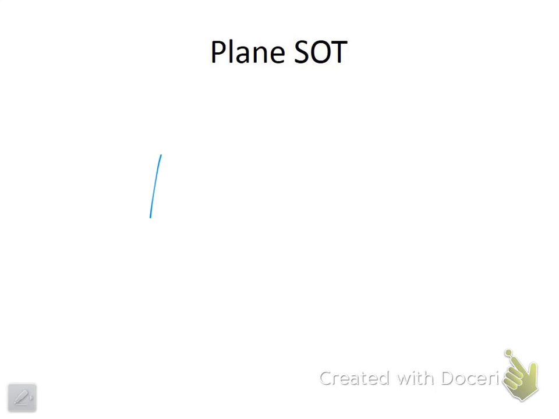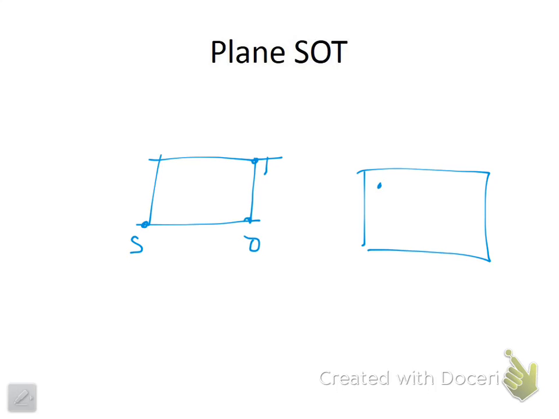Plane SOT. So you could have your S over here, your O over here, and your T over here. You could have also have it sitting in your plane. So SOT. It could look like either of those. Remember, when we're talking about planes, you have to have 3 points to make a plane, at least 3 points. Wherever there are 3 points in space, you can make a plane.